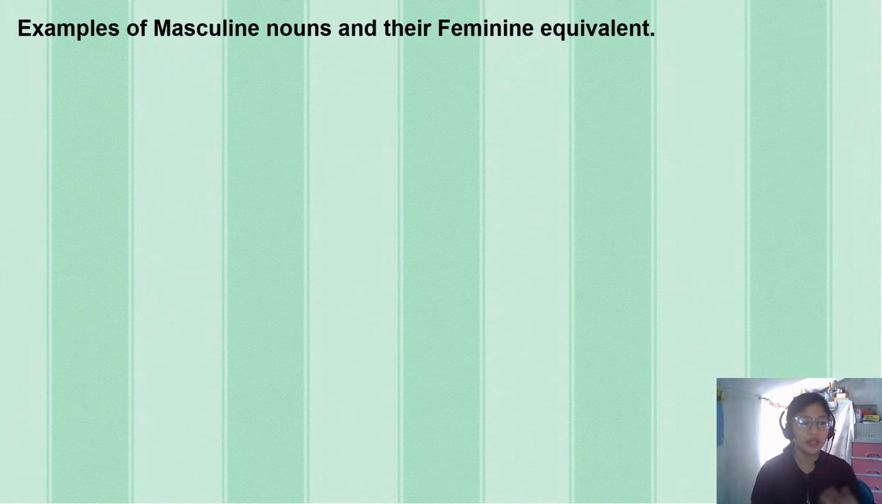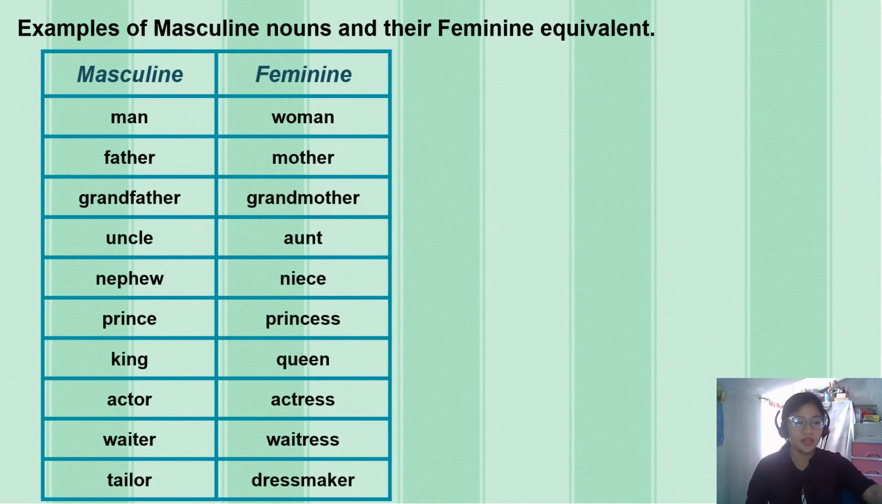So, I have here a list of examples of masculine nouns and their equivalents in feminine. As you can see here, we have man. Okay? For women, for feminine, we have woman. In masculine, we have father. In feminine, we have mother. Okay? The equivalent of the two, from masculine to feminine.